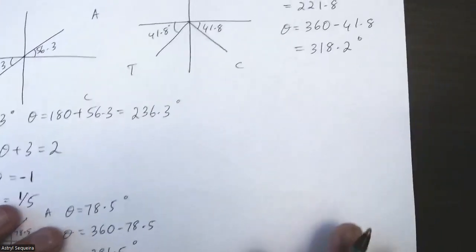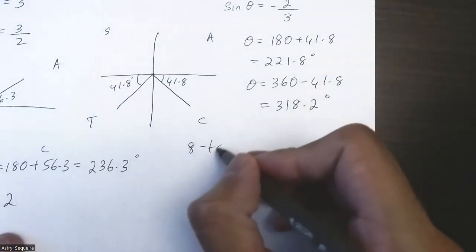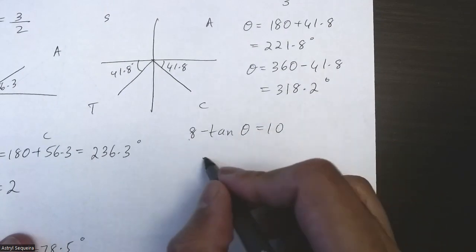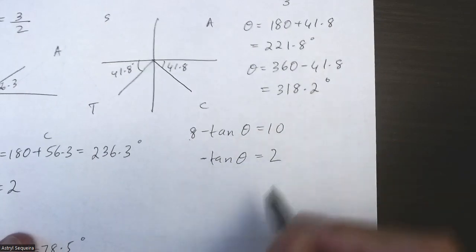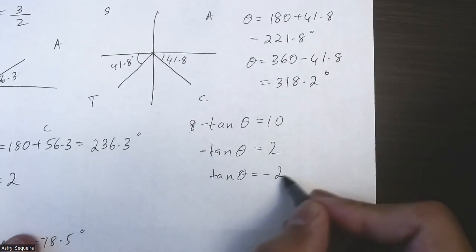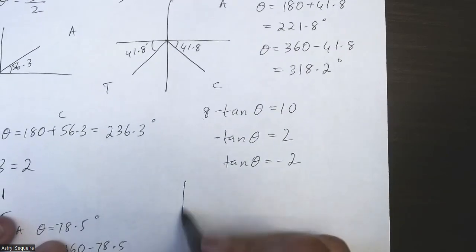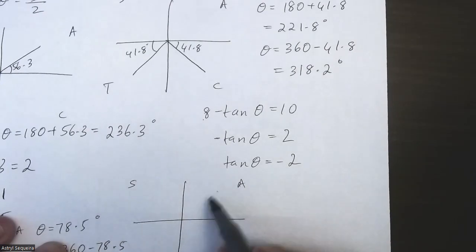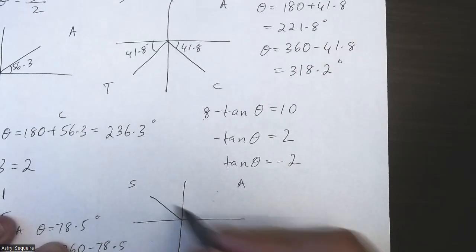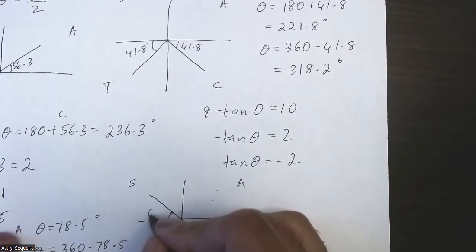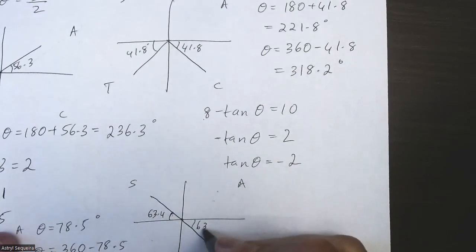And last question is going to be 8 minus tan theta equals 10. So I'll start by subtracting the 8 on the other side. So I have negative tan theta equals 2. Now I'll divide both sides by negative 1. So I have tan theta equals negative 2. I'll do my CAST rule again. C-A-S-T. So tan is positive in A and T, which means tan is negative in S and C. I'll do the tan inverse of positive 2 to find my acute angle, which is 63.4 degrees.